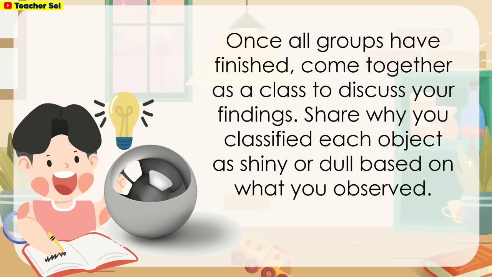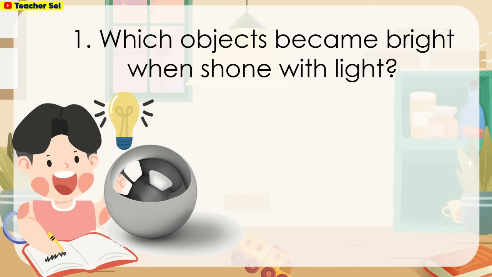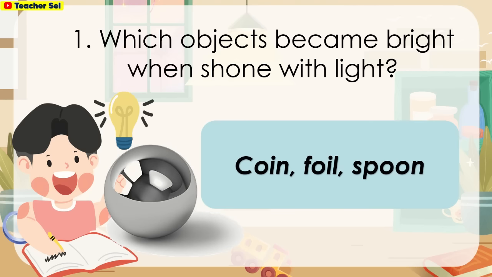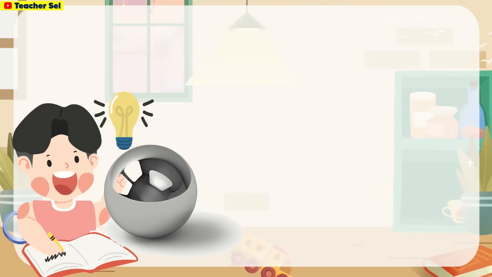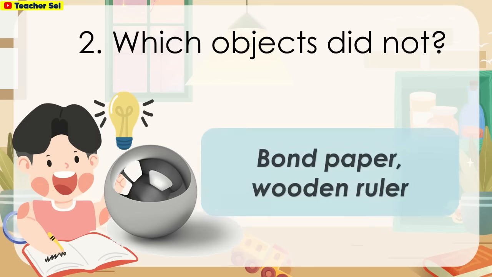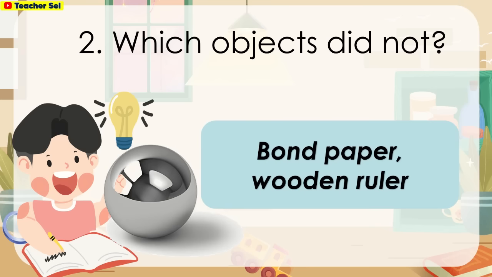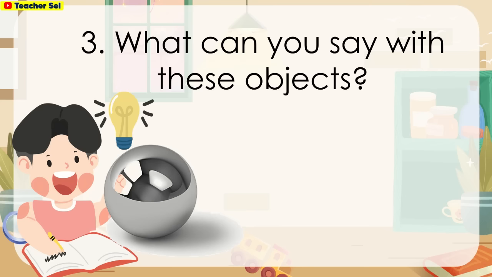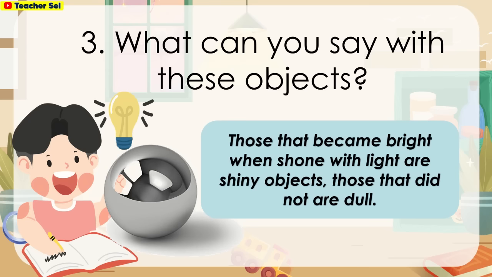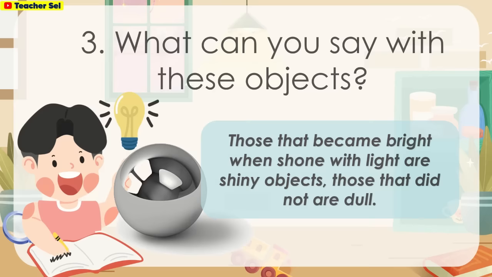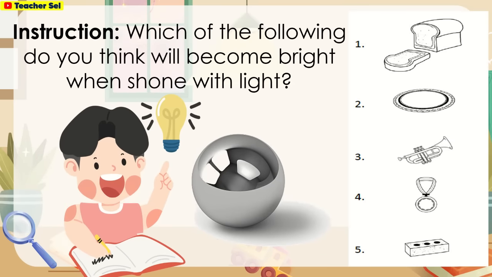Once all groups have finished, come together as a class to discuss your findings. Share why you classified each object as shiny or dull based on what you observed. Which objects became bright when shown with light? Coin, foil, spoon. Which objects did not? Band paper, wooden ruler. What can you say with these objects? Those that became bright when shown with light are shiny objects. Those that did not are dull. Which of the following do you think will become bright when shown with light?